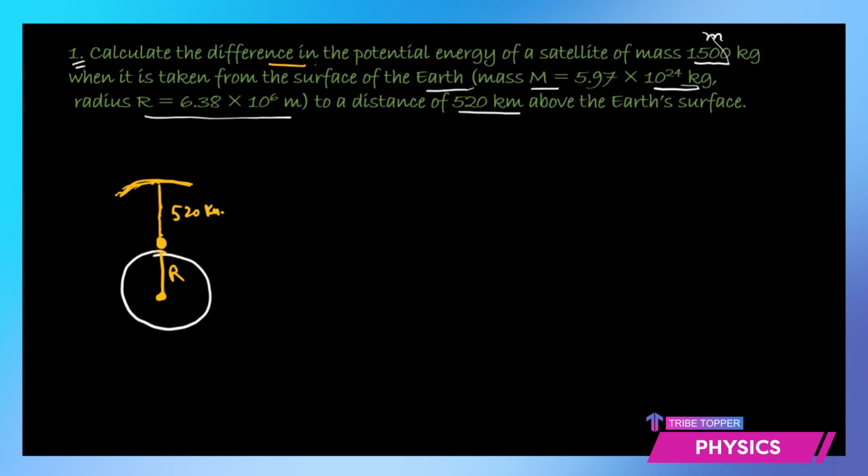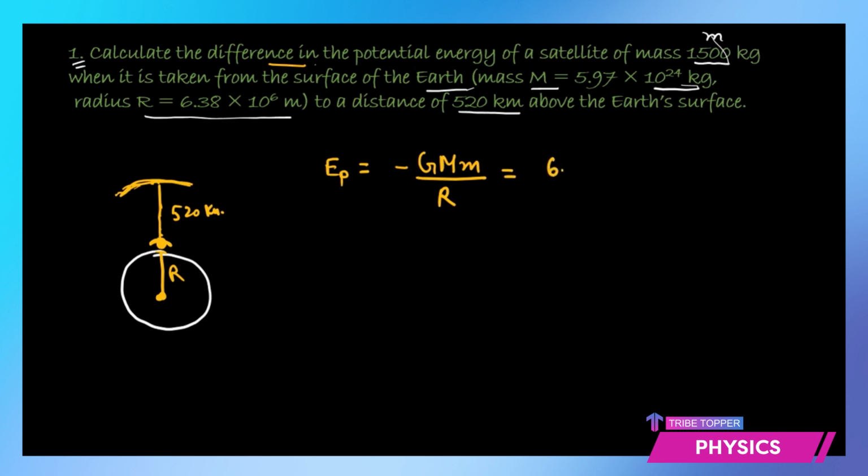So, let's calculate the first potential energy of the system. As we have learned in our previous videos, gravitational potential energy is minus GMm by r, where G is the universal gravitational constant, M is the mass of Earth and small m is the mass of the satellite. These are the two interacting bodies, and when the satellite was on the surface of Earth, the distance between the centers of the two masses is r, the radius of the Earth. So all I'm going to do is plug in all the values.